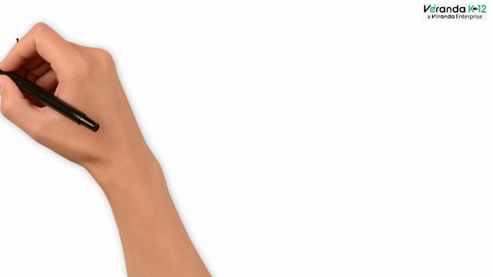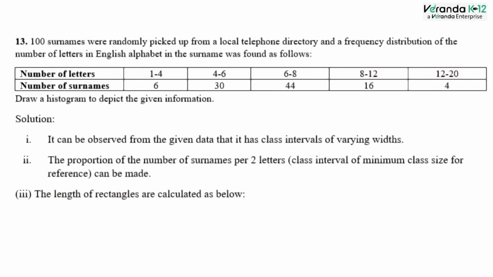Let's move on to the last question, question number 13, which says 100 surnames were randomly picked up from a local telephone directory and a frequency distribution of the number of letters in the English alphabet in the surnames was found as follows. Number of letters 1 to 4, 4 to 6, 6 to 8, 8 to 12, 12 to 20 respectively, and number of surnames are 6, 30, 44, 16 and 4 respectively. Draw a histogram to depict the given information.